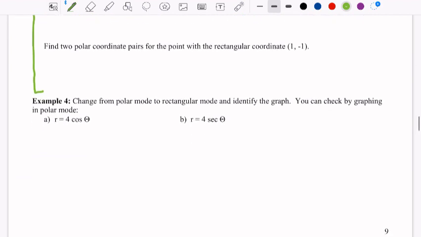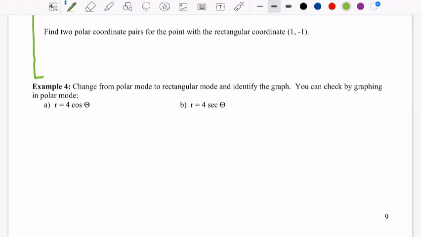Alright, in the rest of our video today, we are going to talk about changing polar mode to rectangular mode and then figuring out what the graphs of these look like. As a disclaimer, in the next section we are going to learn about different polar graphs. The equations we're looking at today are going to be easily identifiable functions, graphs or relations that we already know. So our goal is basically to figure out what these graphs are.